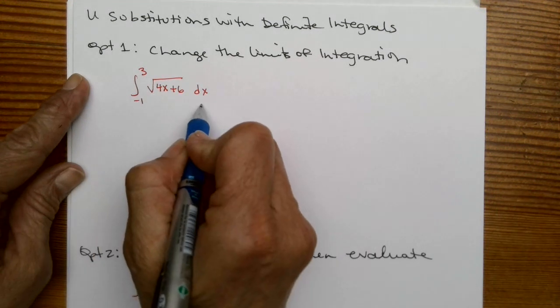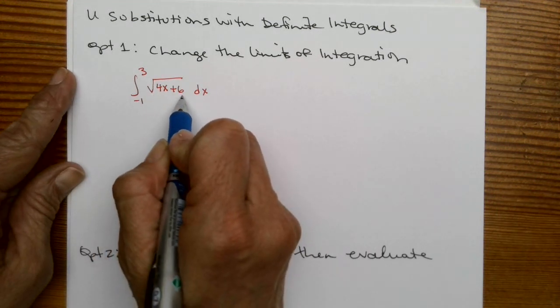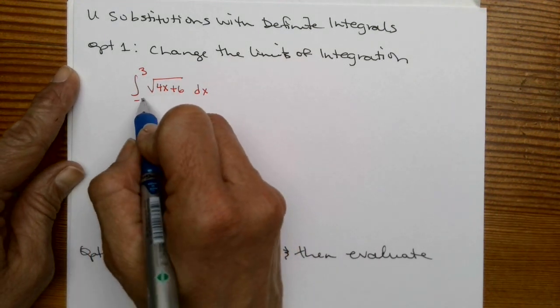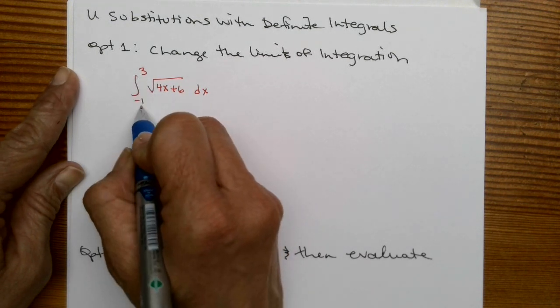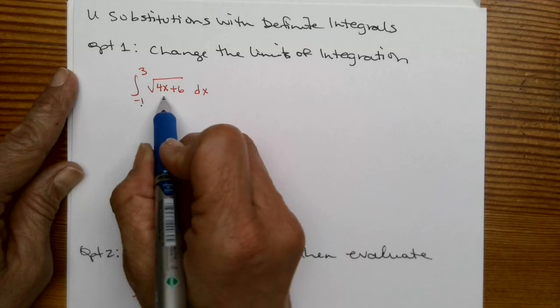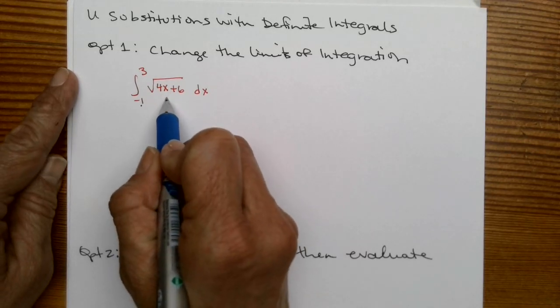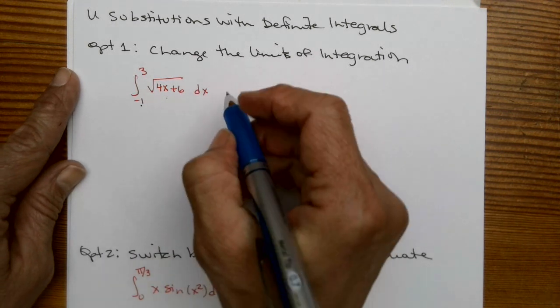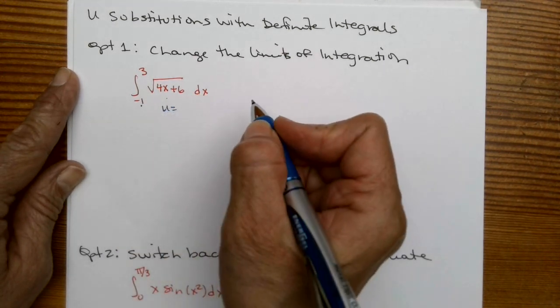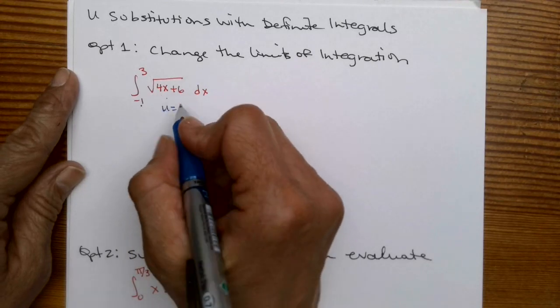So when we see this integral, the square root of 4x plus 6 dx from -1 to 3, these limits of integration, those are x values, right? So we're looking at the net area of this square root function between x equals -1 and x equals 3. But we're going to do this with a u sub because we have a composite function.